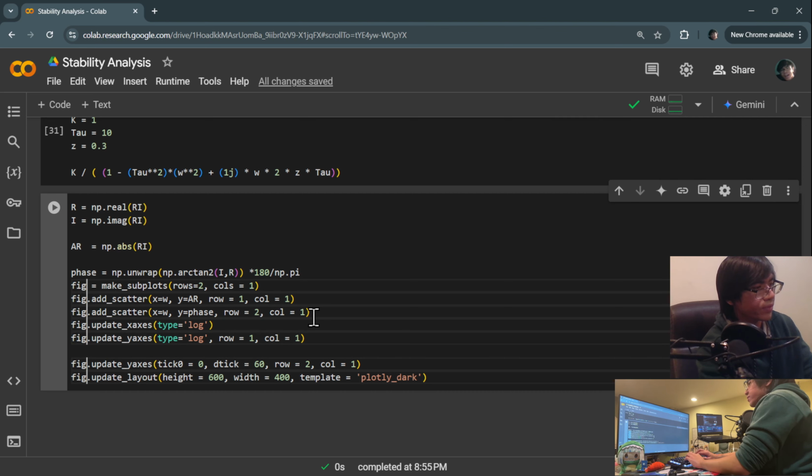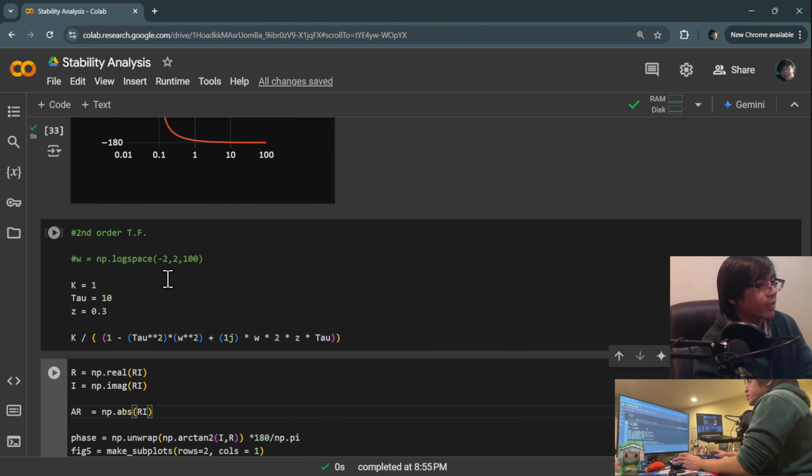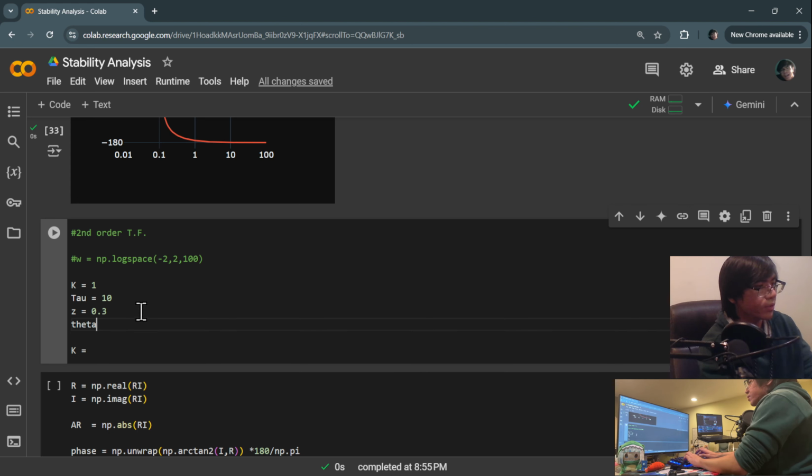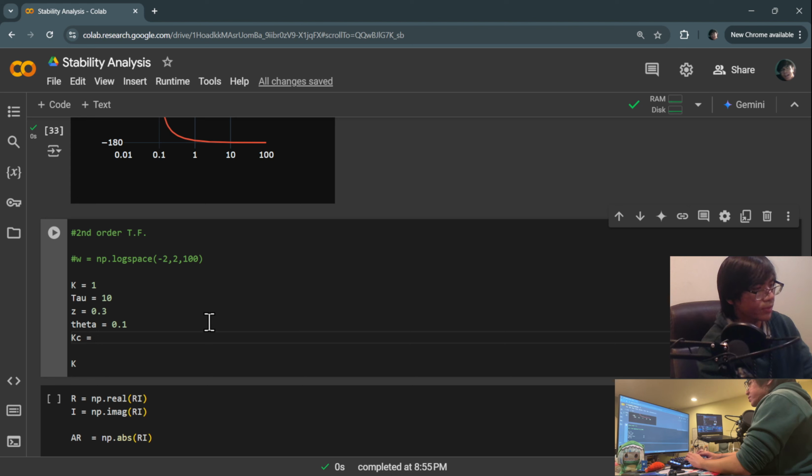So this is Fig 5 now. I'll put in a theta. Theta is equal to 0.1 maybe. So that's our time delay. Do I want to put a kc now? I can put it in later. So kc is equal to 10 maybe. We'll see we have an upper limit for kc at that instability.